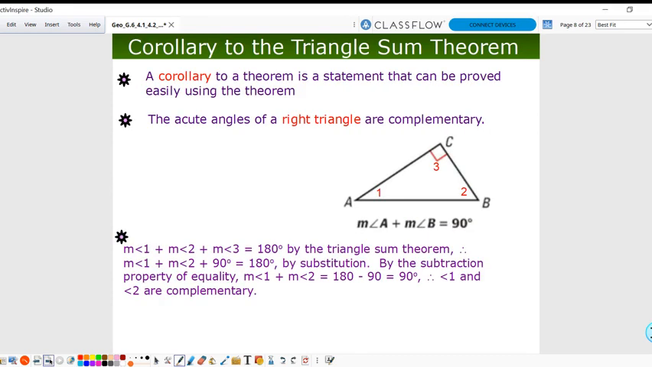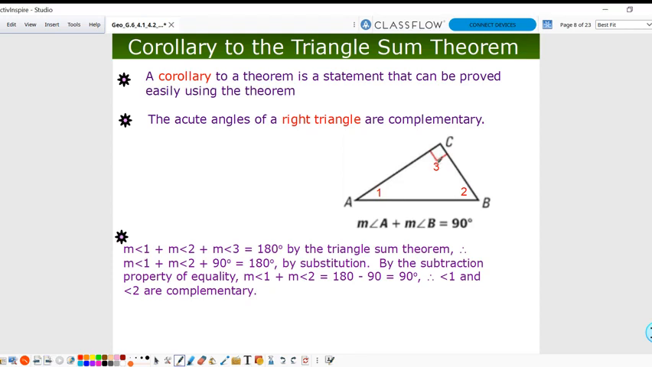We also have the corollary to the triangle sum theorem. A corollary to a theorem is just a statement that can be proved easily using the theorem that we already know. The acute angles of a right triangle are complementary. This is that corollary to the triangle sum theorem.